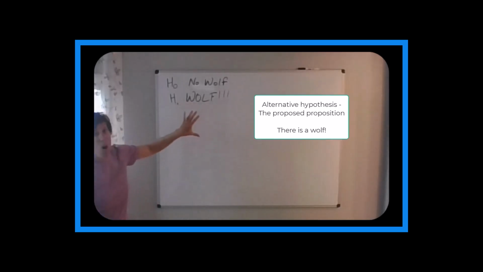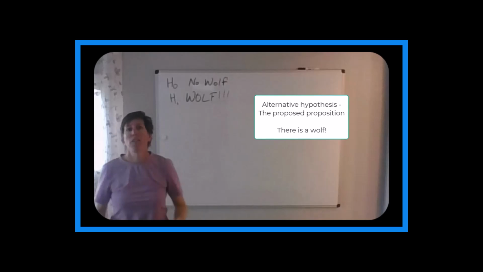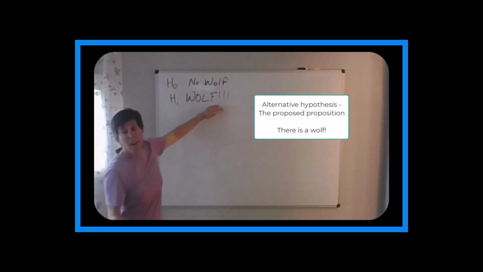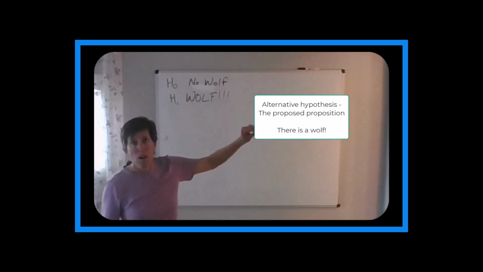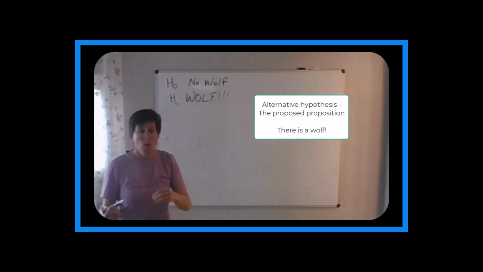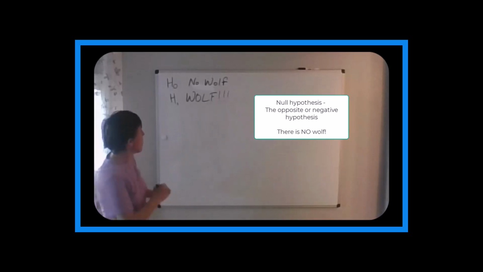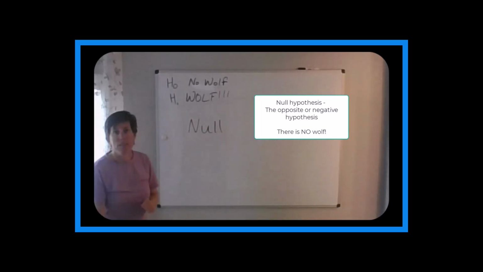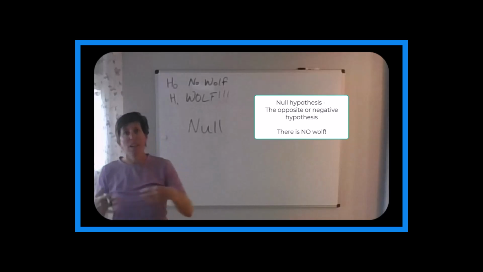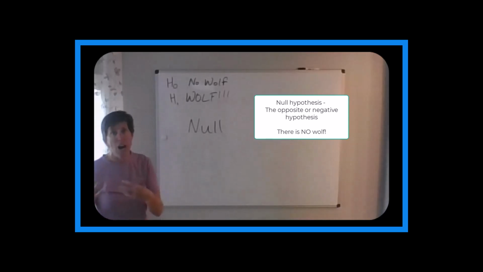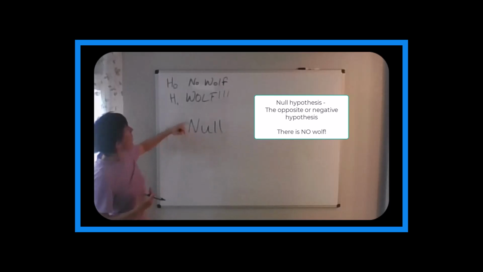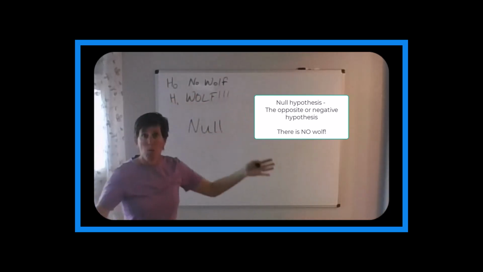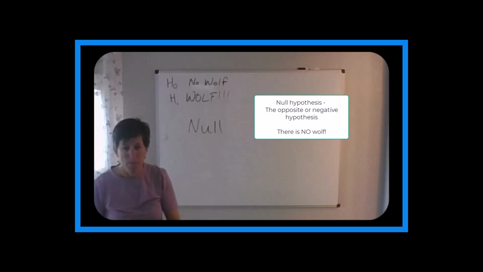H1, also known as the alternative hypothesis, is the hypothesis that you're looking for. So we're asking, hey, are there wolves in this community? Now in statistics, we need what's called a null hypothesis as well, and that's the negative of the hypothesis. So our null hypothesis, represented by H0, is no wolves in the community.